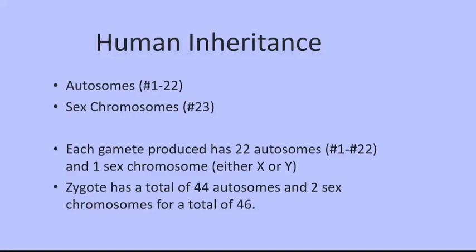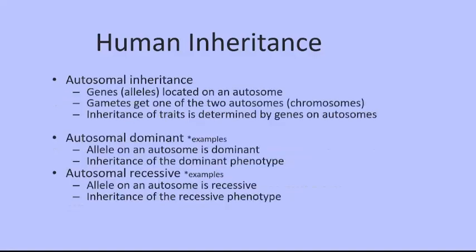We're looking at pedigrees today. So we talked about autosomal inheritance. It's basically genes, alleles located on an autosome. Gametes get one of the two autosomes, and inheritance of traits is determined by the genes on an autosome. So essentially we're just looking at regular monohybrid and dihybrid crosses. Autosomal recessive, autosomal dominant, it's just the regular dominant and the regular recessive. Not too much. I don't want everybody complicating that.